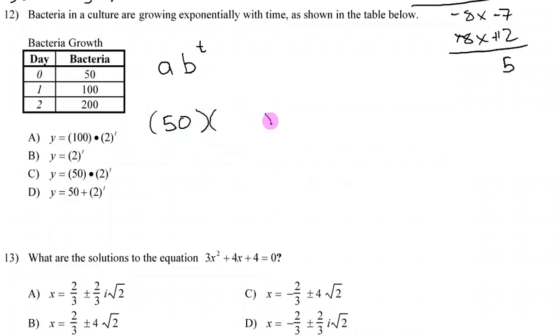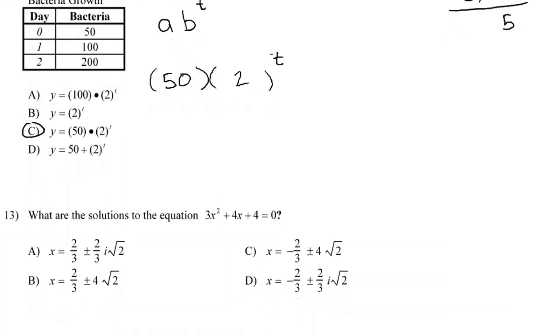Then my growth factor, well, let's see, what number is being multiplied over and over again? 50 times 2 is 100, times 2 again is 200, and so I imagine the next one times 2 is 400, so it must be 2 that we're multiplying by. And just to top this off, we'll put the exponent t, depending on how many days go by. And I see my answer is right here.